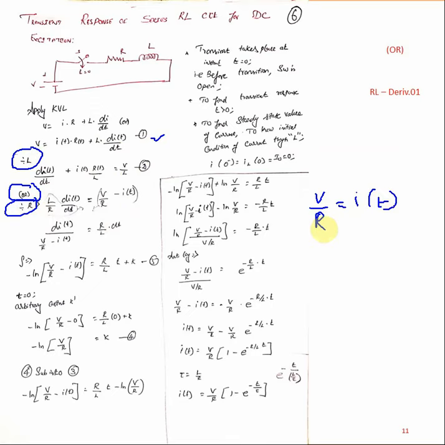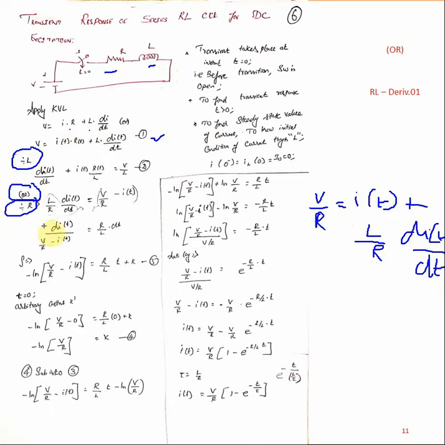Then L plus L by r di of t divided by dt. Okay, this is the equation. Either divide by L you can proceed, or divide by R you can proceed. Why? Because of these two terms only. Either the R term is available or the L term is available. So I want to divide either by L or by R.